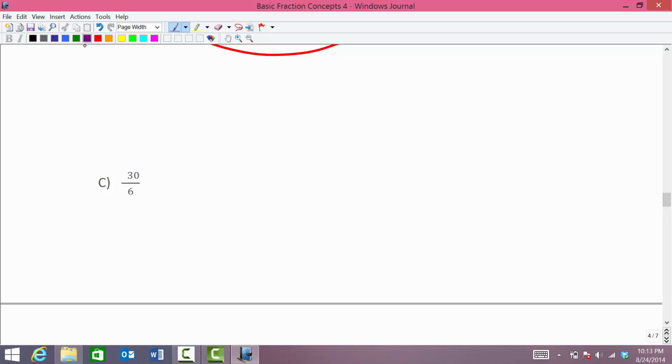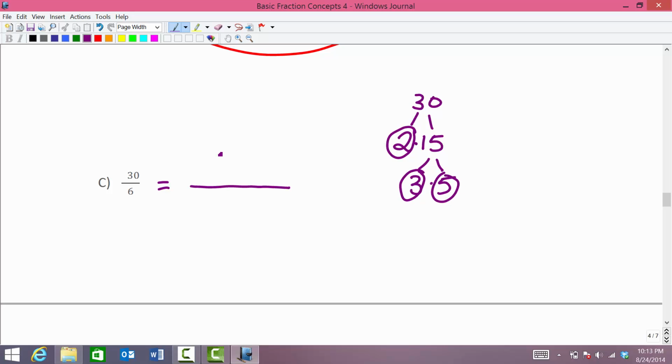30 divided by 6. Let's reduce this fraction. 30 broken up into prime factors. 30, let's think of it as 2 times 15. Keep the 2 since it's prime. 15 will be 3 times 5. So we will keep the 3 and the 5. So the top is 2 times 3 times 5. And 6, hopefully we know that 6 would be 2 times 3.